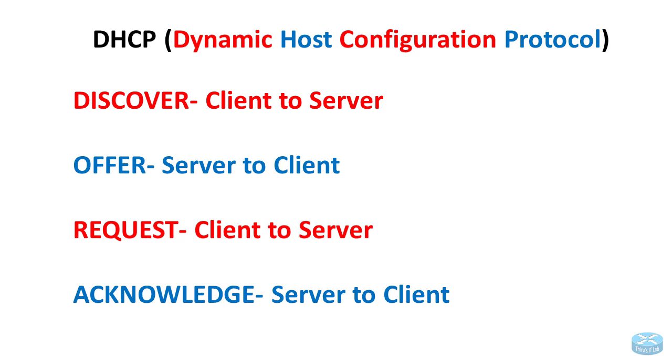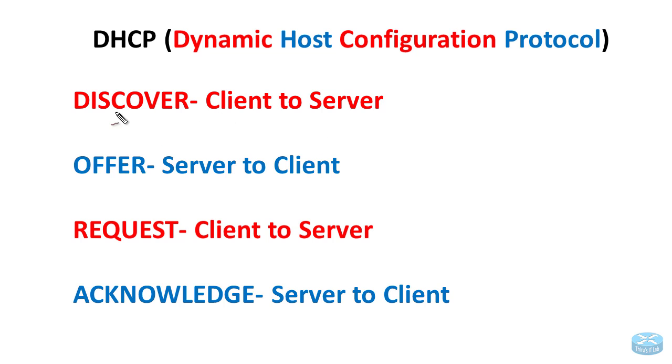Let's say when we start a computer on a network, in order to communicate on the network, it needs to have an IP address. So the DHCP server on our network will provide the IP address dynamically. What is the process when a client needs an IP address from the DHCP server? First, the client is going to send a broadcast message on the network saying that it's looking for a DHCP server that can provide an IP address.